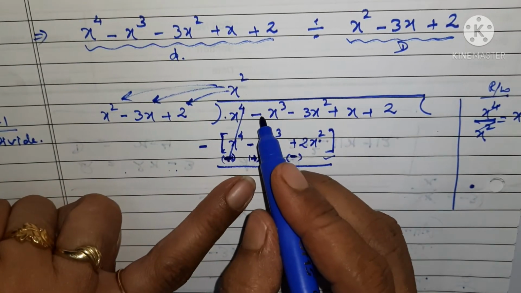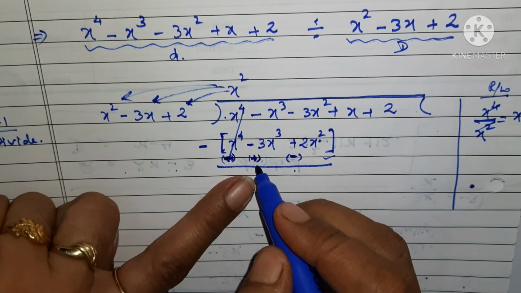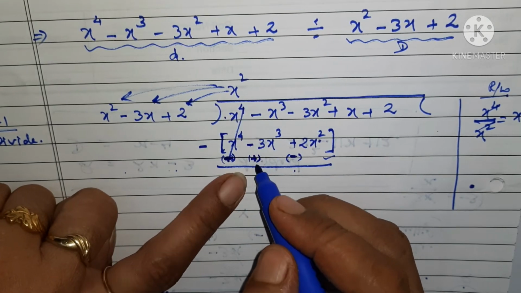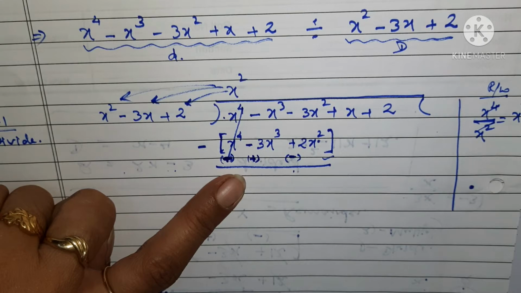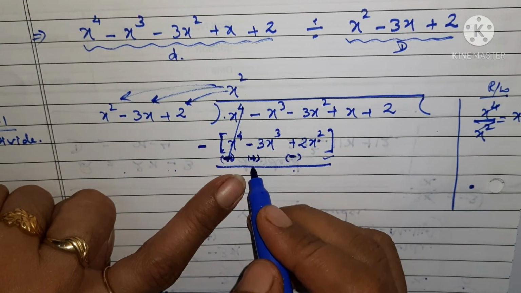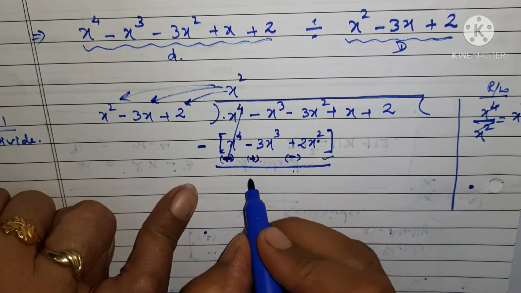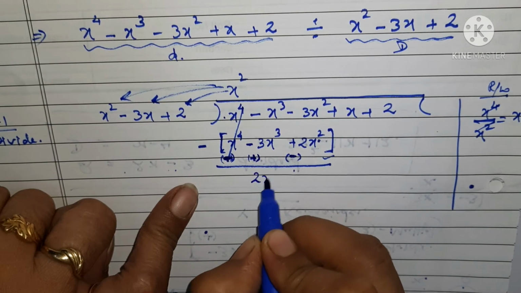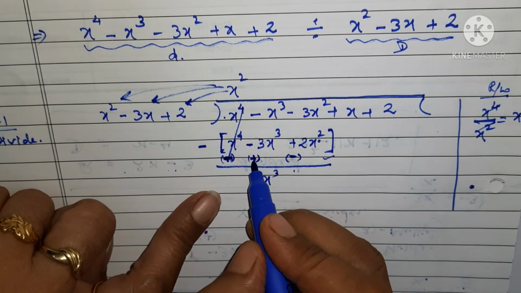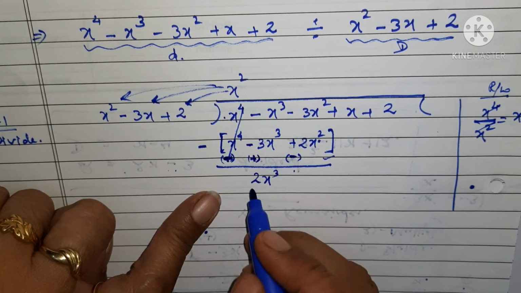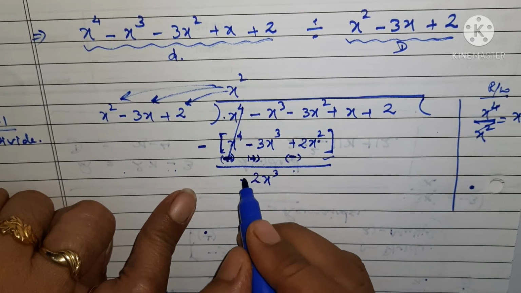Here this is plus, this is minus. Both signs are different. Definitely you are going to subtract. So when you subtract, how much will you get? You will get minus 3 here, plus 3 here, and minus 1. So it will give you 2x cube. And which sign? Plus sign, because this one is the greater number. 3 is greater, so plus.